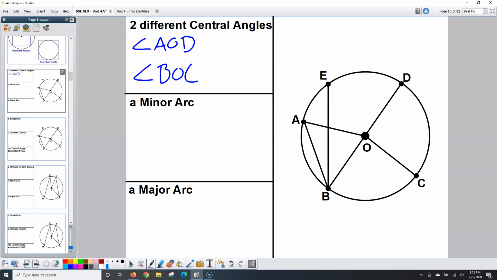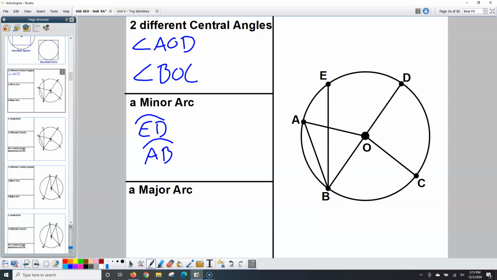Minor arc. I'm going to use two letters for a minor arc. Arc ED. Notice we're putting an arc above it. It's not a line segment like we were using earlier in the year. It doesn't have arrows on it. It's just an arc. Arc AB is a minor arc. I'm going to use two letters. It's less than half the circle.